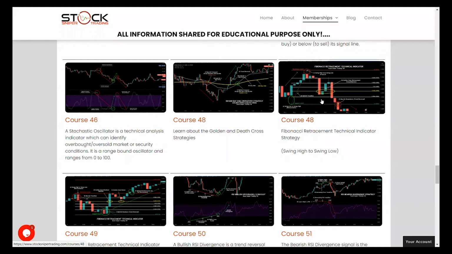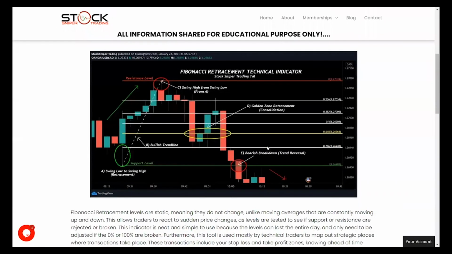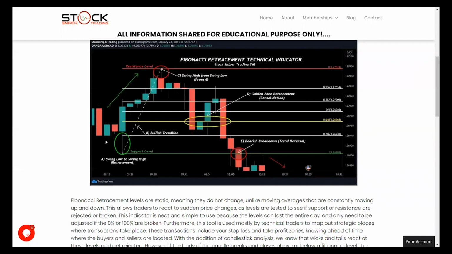Okay, so this is an example, course 48, of the Fibonacci retracement technical indicator strategy from the swing high to swing low. Okay, so I'm going to show you this one. So here we have the swing low to swing high. Remember, this is past price action, but now let's say we start trading. We want to see what's going to happen with this. So this happened in the past. So I plot it, swing low to swing high.